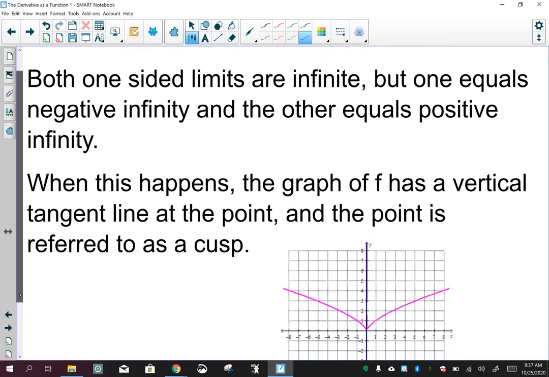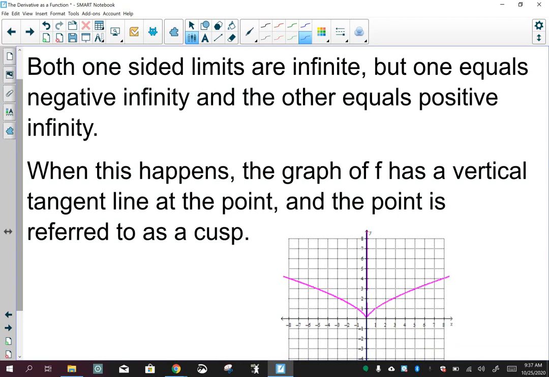And then we have what's called the cusp. So both one-sided limits are infinite, but one equals negative infinity and the other equals positive infinity. When this happens, the graph has a vertical tangent line at the point, and the point is referred to as a cusp. So we're looking at this point right here. Notice how we're coming in this direction, and then we're leaving going in that direction. This looks like the square root of x going out in this direction here. And then this looks like maybe the negative version over here. So you have both of them, the plus minus, looking at them together.